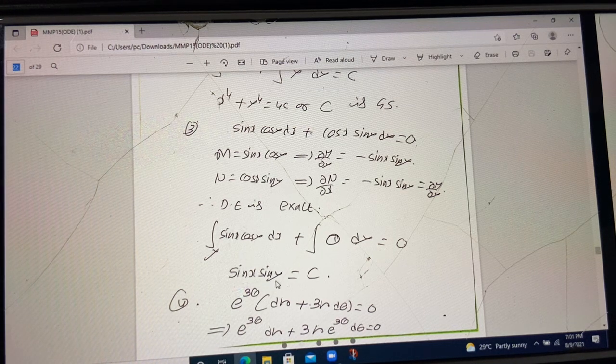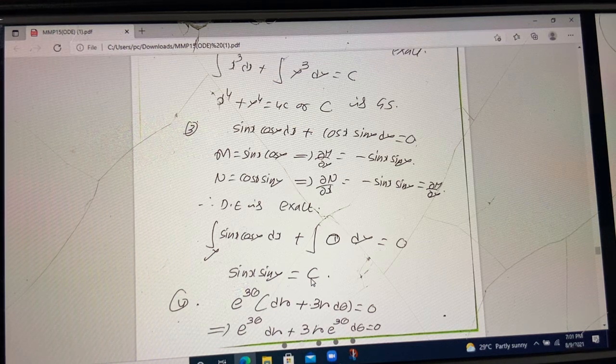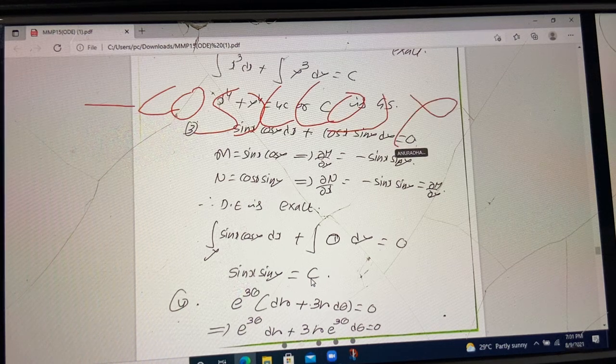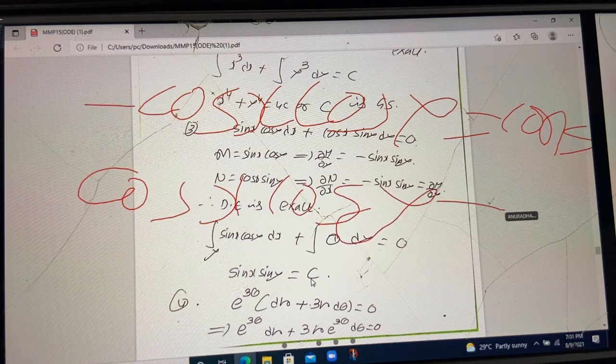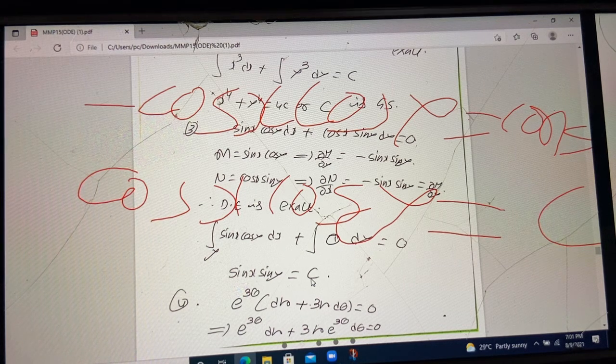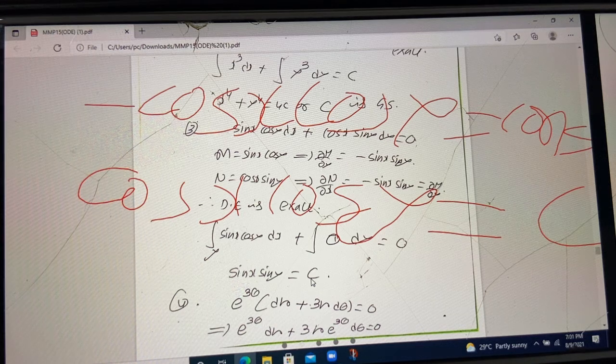So what is the answer for this? Minus cos x cos y is equal to constant. Multiply by minus sign, you get cos x cos y is equal to minus constant, which is again another constant, capital C. So cos x cos y equal to C. This is the required answer.